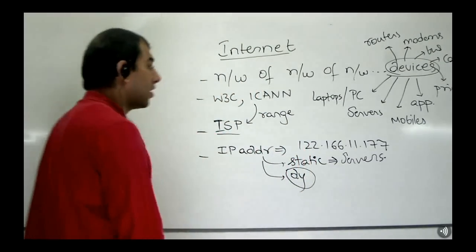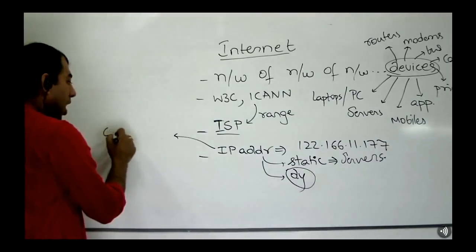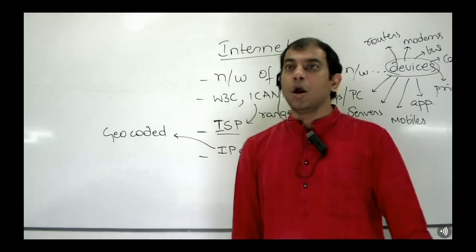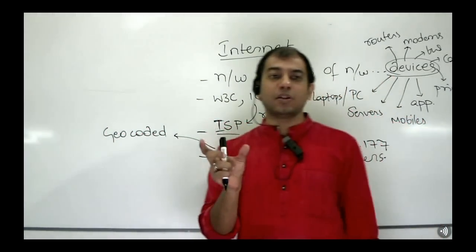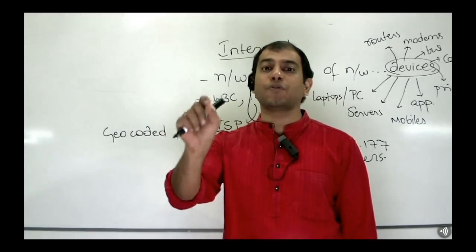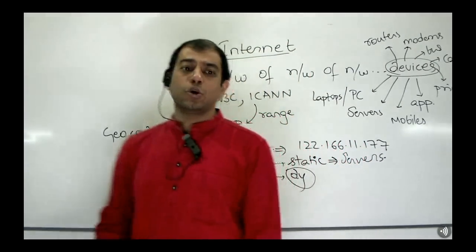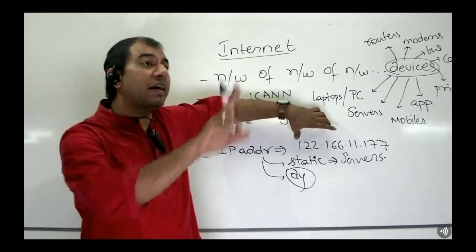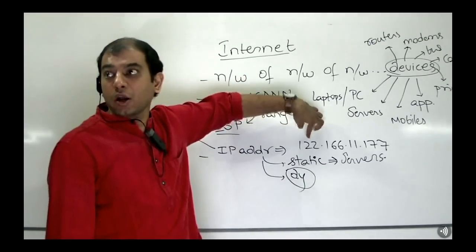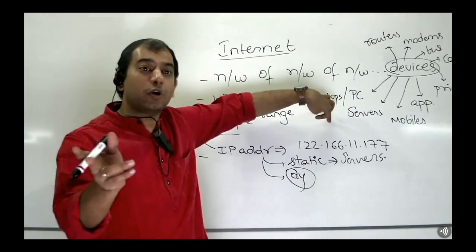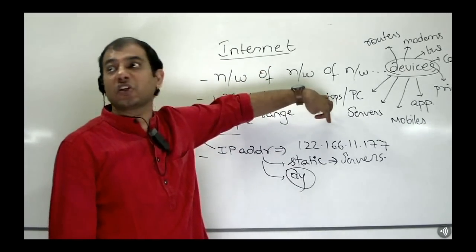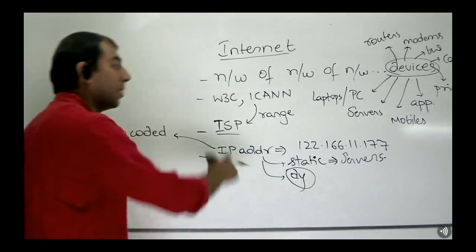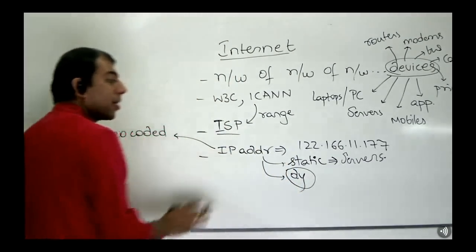And if you look at the IP address, all IP addresses are geocoded. What does geocoded mean? The IP addresses have within them the information of the location, you see. So when you say 122 dot, this is an IP that is given only to Airtel servers in India, right? When you have 11 dot, that is what is given to the Tata Telecom Services ISP, and all the IP addresses belong to Tata from the 11 range. Bottom line is all IP addresses are geocoded.